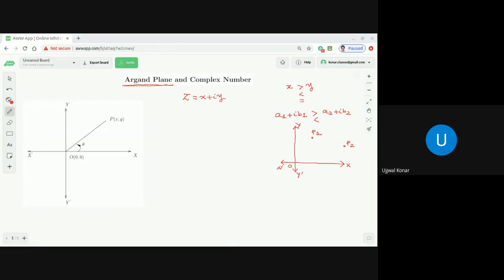But in context to our discussion, dear students, the point P is actually x comma y, and this is represented by the complex number x plus iy. Now, what is that axis OX? That axis OX is called the real axis. Similarly, the axis OY is called the imaginary axis.